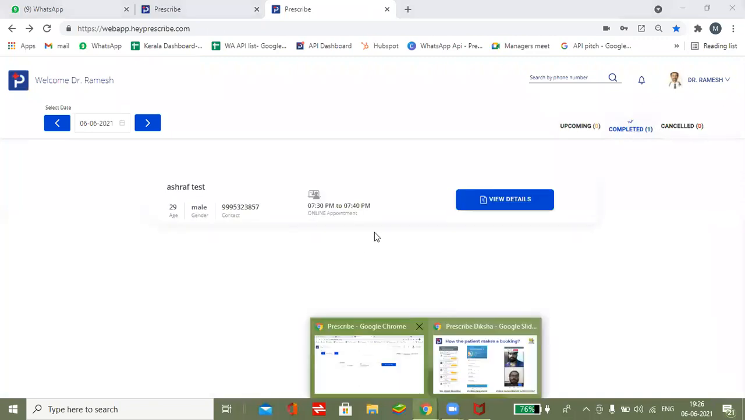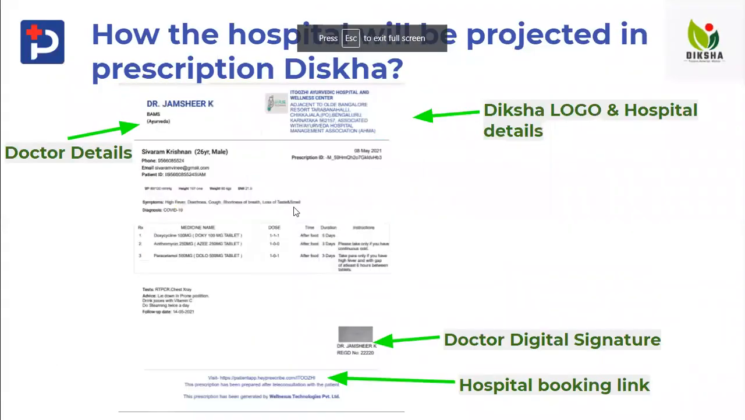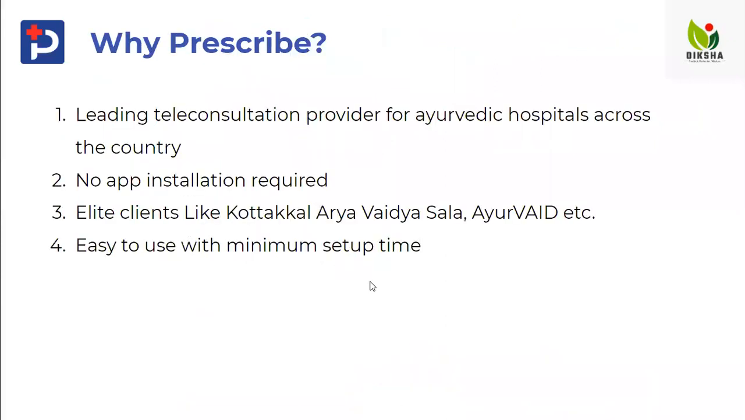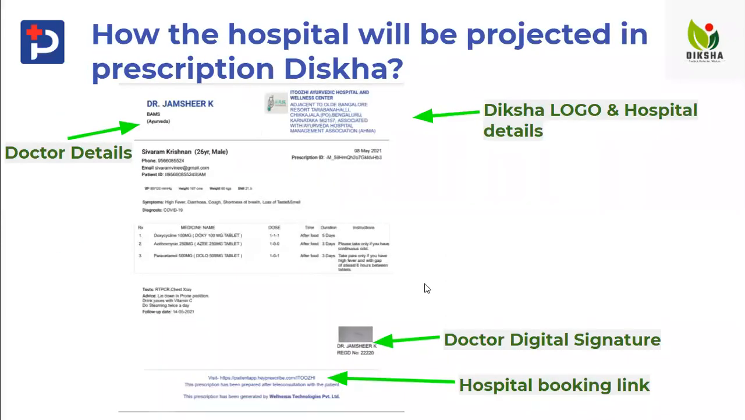I just gave you a glimpse of that as well. This is what the prescription pad looks like: the doctor name, hospital logo or doctor logo, the basic information of the patient, all the medicines we have suggested for the patient, the doctor's digital signature, and the hospital booking link. This will be available in the prescription pad. So this is the process of how a doctor can do the teleconsultation.